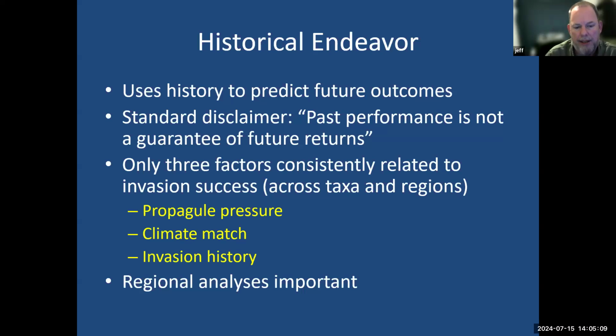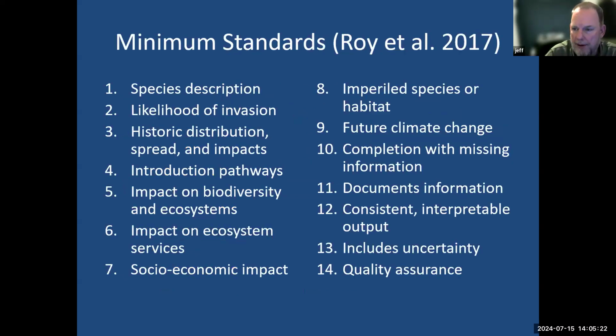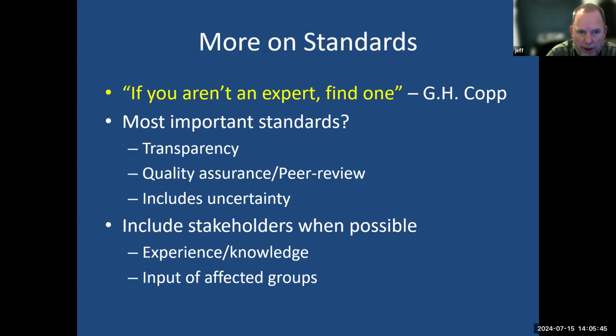And that's one reason that we do regional analyses. These are important because different areas and different taxa sometimes are different in their reasons for success or failure. There are minimum standards that are out there. This is an important paper put together by a European group, and we feel that we really need to incorporate all of these elements to make a good high quality assessment. ASISC was the first tool published that actually fulfilled all of these. So it's an important thing to keep in mind, and we have some additional ones.